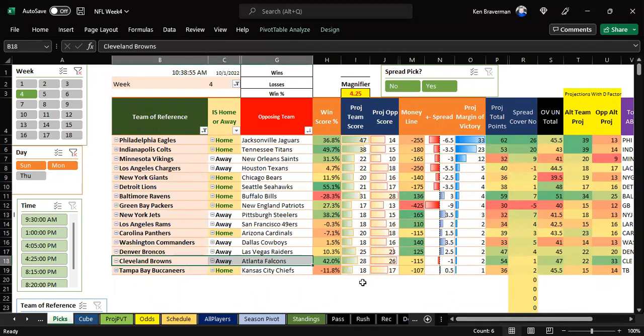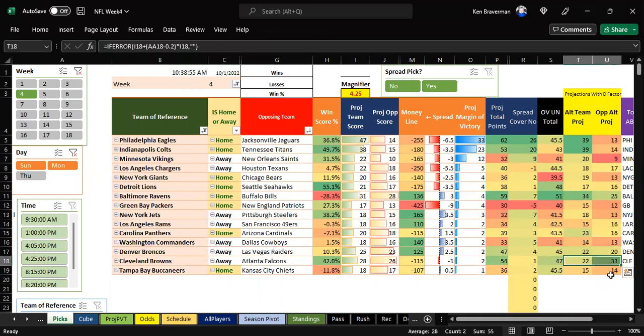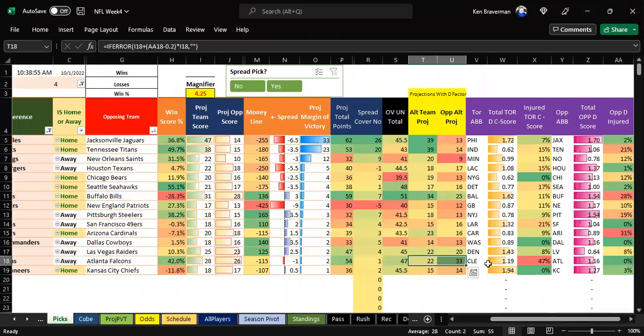And then Cleveland and Atlanta, where, because Cleveland is defensively injured, watch out.